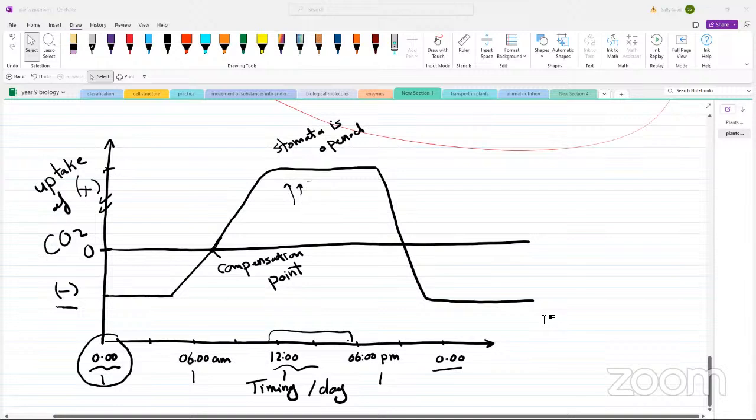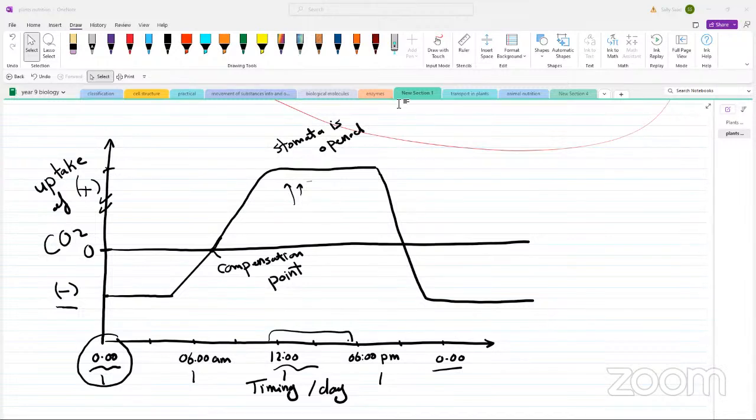Sorry for disconnection. You understand this part? So only here I'm showing how the rate of photosynthesis and the rate of respiration affect the opening and the closure of the stomata. You understand this part?